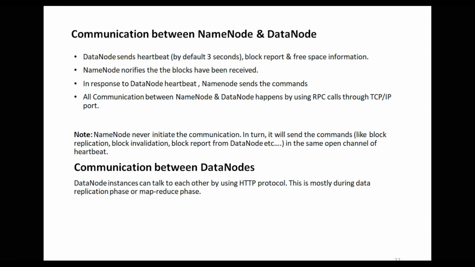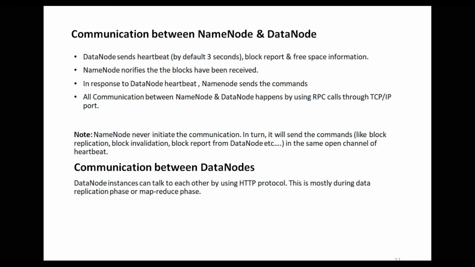Okay, and name node never initiates the communication. One more thing, name node will never ask for information individually from the data nodes. So the data node needs to send all the information to the name node. It will send commands like block replication, block invalidation, block report from the data node, etc. And this is in the same channel as the heartbeat signal. In the heartbeat signal itself, they will respond, unless name node asks for more information.